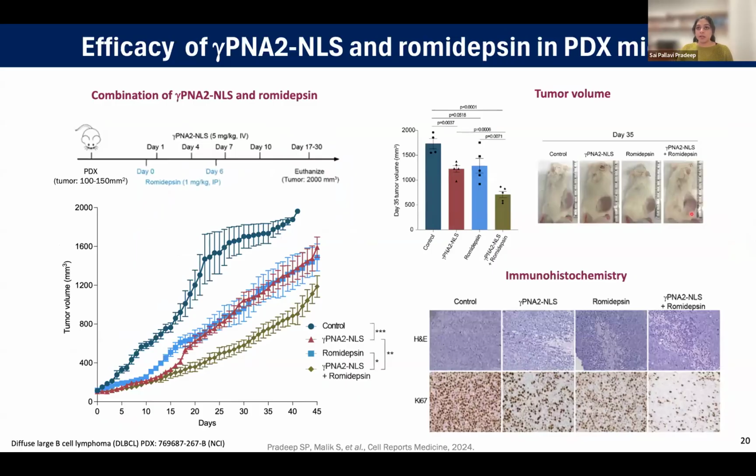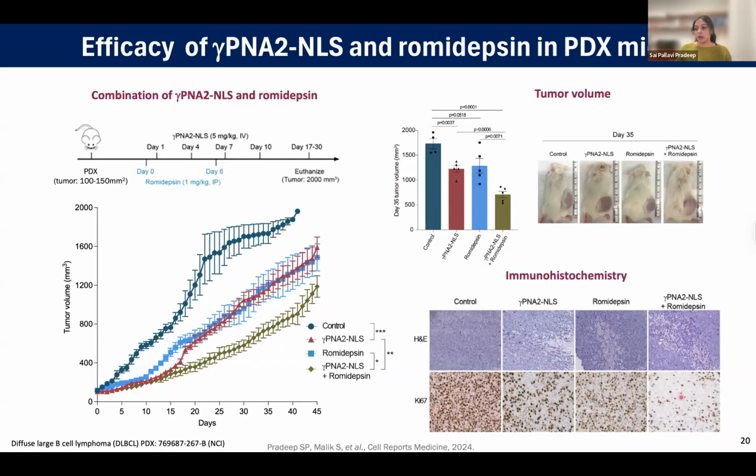Next, we evaluated the efficacy of the gamma PNA in a PDX mouse model. These tumors we got from NCI, and they were a diffuse large B-cell lymphoma tumor, which we implanted. After which we treated it with romidepsin and the PNA, and we saw that the groups that received the combination of both had a much slower growth. And at day 35, you can see that even the tumor volume was much lower in comparison to the treatments used alone.